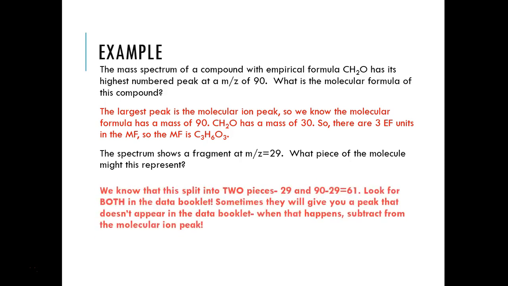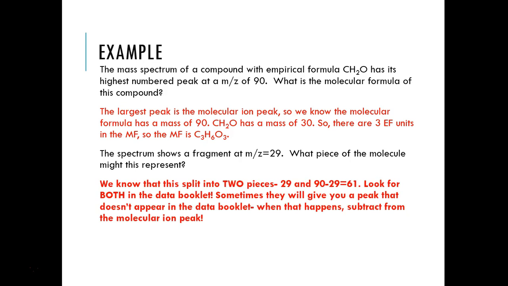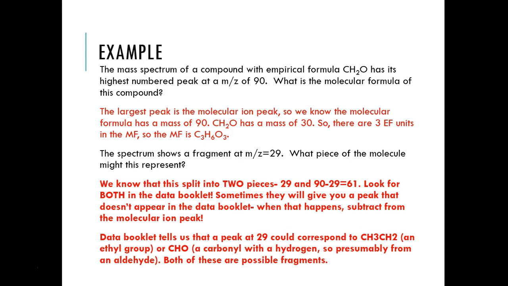Okay, so one thing that's really important to take into account here is we know that if we have a peak at 29, we probably also have a peak at 61, right? Because that molecular ion, when it split, if it gave you a piece at 29, it also gave you a piece at 61. So look for both in the data booklet. Sometimes they're going to give you a peak in the problem that doesn't appear in the data booklet. So when that happens, subtract from the molecular ion peak and look that one up, if that makes sense. If it doesn't, come ask me. Okay, so the data booklet tells us that a peak at 29 could correspond to an ethyl group, CH3CH2, or a carbonyl group with a hydrogen, so presumably from an aldehyde. Both of these are possible fragments given what we know right now, right? Given the formula that we have, both of those are possibilities.